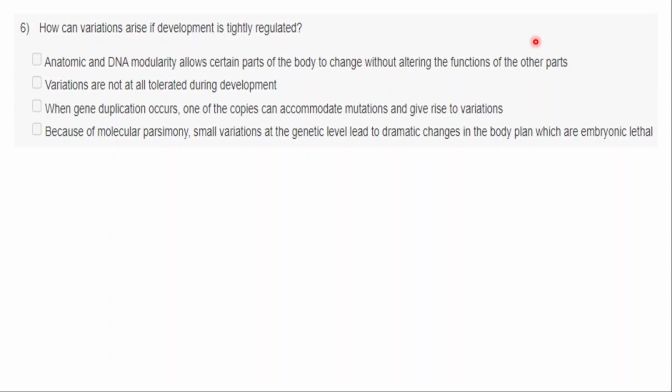You have to tell me how variations can arise if embryonic development is so tightly regulated. What are the entities which bring on the evolutionary changes in an organism? If development had no chance of error and is very tightly regulated, then how is genetic variability brought upon in an organism?